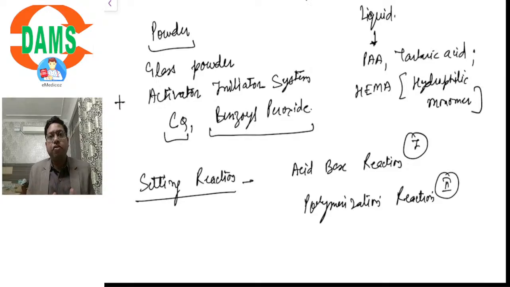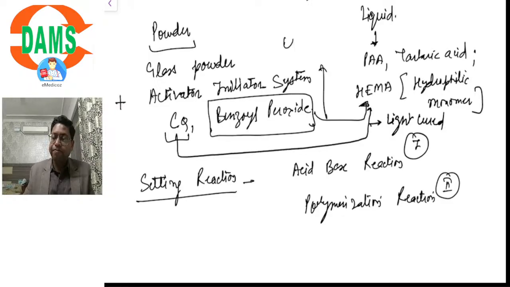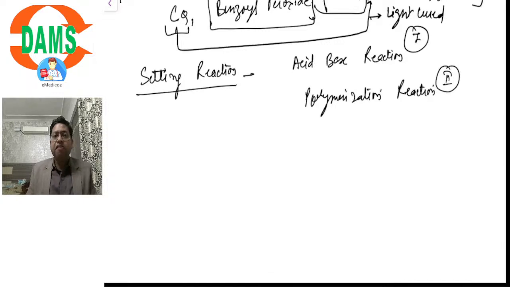If benzoyl peroxide is combined with hydroxyethyl methacrylate, it is chemical curing. If camphoroquinone is there with hydroxyethyl methacrylate, it is light cured. Light cured means we have to shine some visible light, like blue light, on it. But in both cases, there is polymerization of hydroxyethyl methacrylate to give rise to polymer chains. Monomer to polymer conversion occurs. This is the basic setting reaction of resin modified glass ionomer.